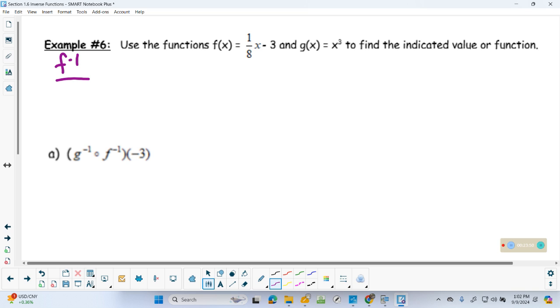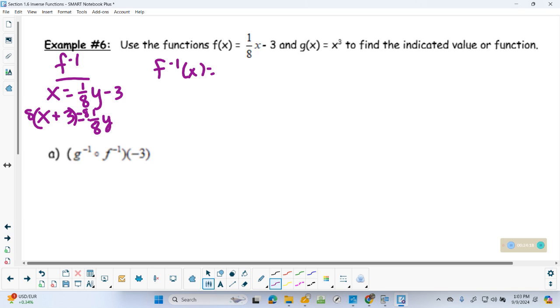Now, of course, to do the inverse, we switch X and Y. We know F of X is really Y, so I'm going to make it X equals 1/8 Y minus 3. I'm going to solve for Y. Let's add 3. And of course, what's the quickest, easiest way to get rid of the 1/8? Times by 8. Pretty much do it in our head. Okay, so I'm going to write it up here so it's nice and pretty. So I'm going to do 8 times X, 8 times 3. And there is my inverse.